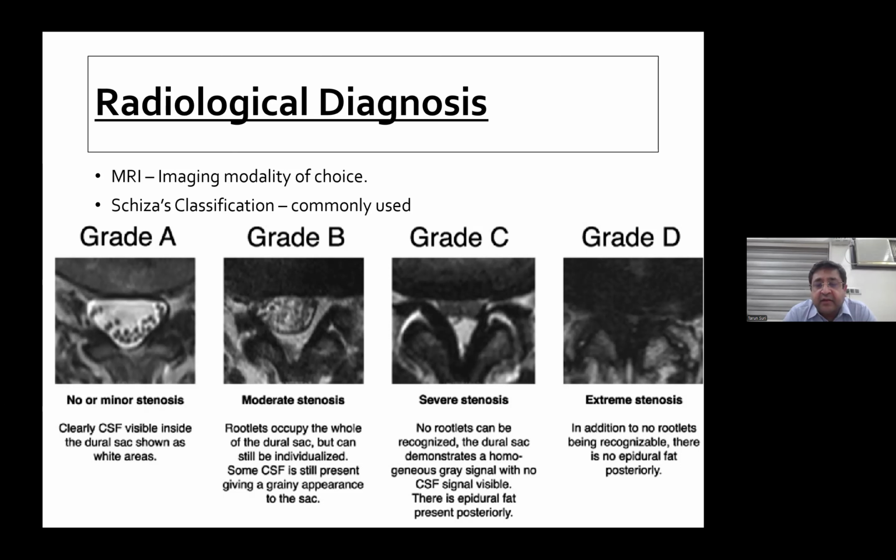In grade C, the CSF is not at all visualized, the nerve roots are clumped, but posterior epidural fat, a thin area of triangular hyperintense fat in the posterior epidural space, is yet visualized. And in grade D, which is the most severe stenosis, there is not even a visualization of the posterior epidural fat. So this classification is very easy to understand, and it is very easy to make anybody understand by mentioning what grade of Schizas classification we are actually dealing with.